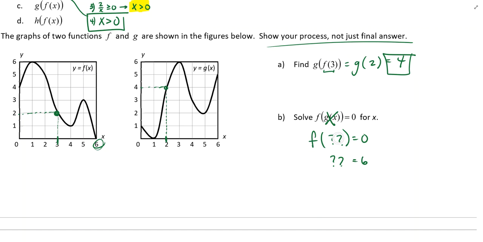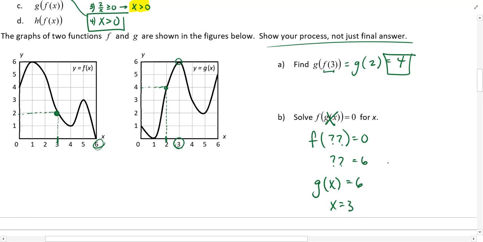So f evaluated at 6 would equal 0. And since we're working backwards, now we need to find g of what number produced 6. Well, if I'm looking for 6 as a result, here it ended up being the number 3 to make that happen. X was equal to 3. And so there's our answer. When solving a question like this, we're looking for x. When solving a question like this, we're looking for y, the result at the end.